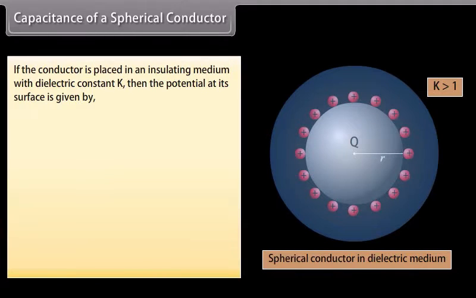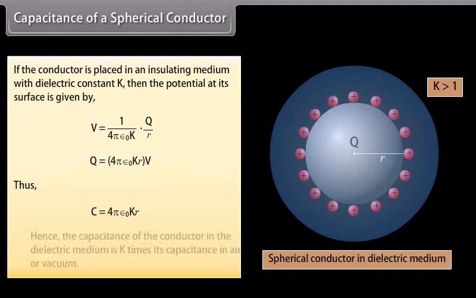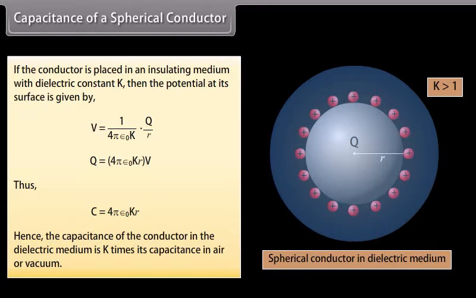If the conductor is placed in an insulating medium with dielectric constant K, then the potential at its surface is given by V is equal to 1 upon 4 pi epsilon not K multiplied by Q upon r. It can also be written as Q is equal to the product of 4 pi epsilon not K r and V. Thus, C is equal to 4 pi epsilon not K r. Hence, the capacitance of the conductor in the dielectric medium is K times its capacitance in air or vacuum.